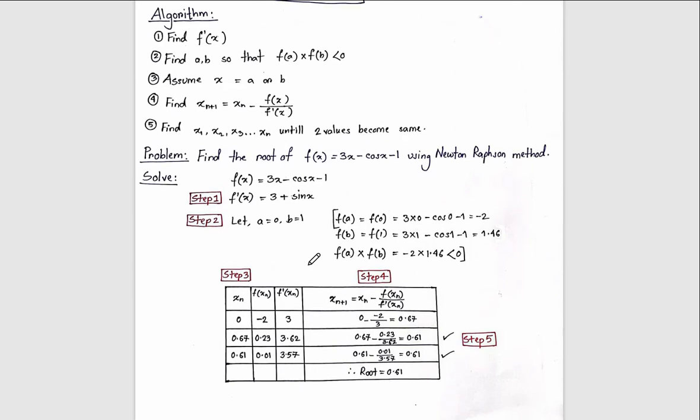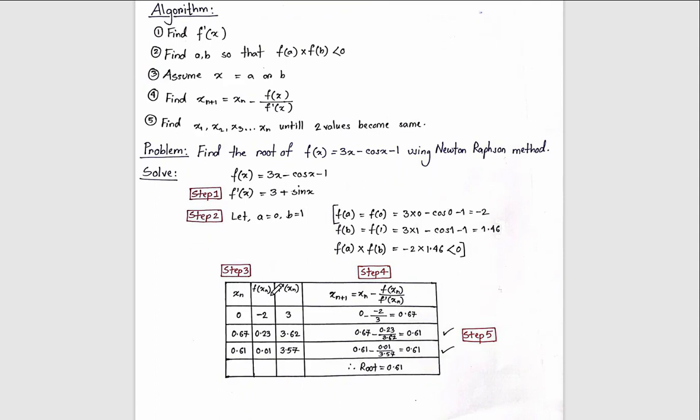Next, let us create a table where we will write xn, f of xn, f1 of xn and a column for finding the root. According to our step 3, we have to assume the value of xn. We can take the value of either a or b as our xn. So we took the value of a in xn. Next, we have to find the value of f of xn by putting xn equal to 0 in the given function 3x minus cos x minus 1, which gives us minus 2. Next, we have to find the value of f1 of xn by putting xn equal to 0 in the function 3 plus sin x, which gives us 3.